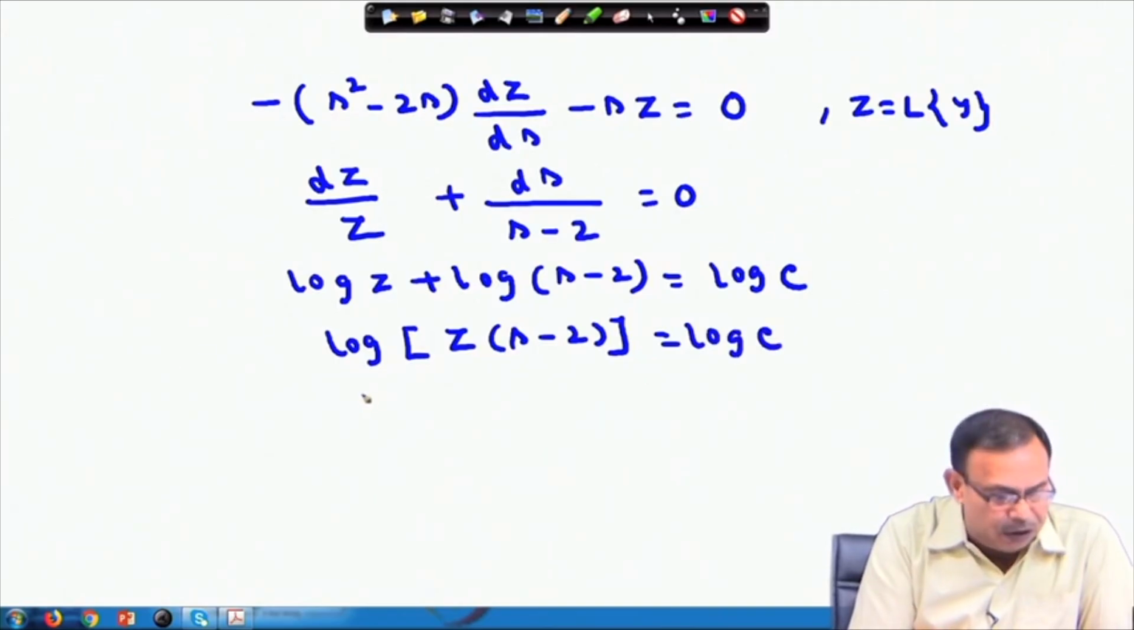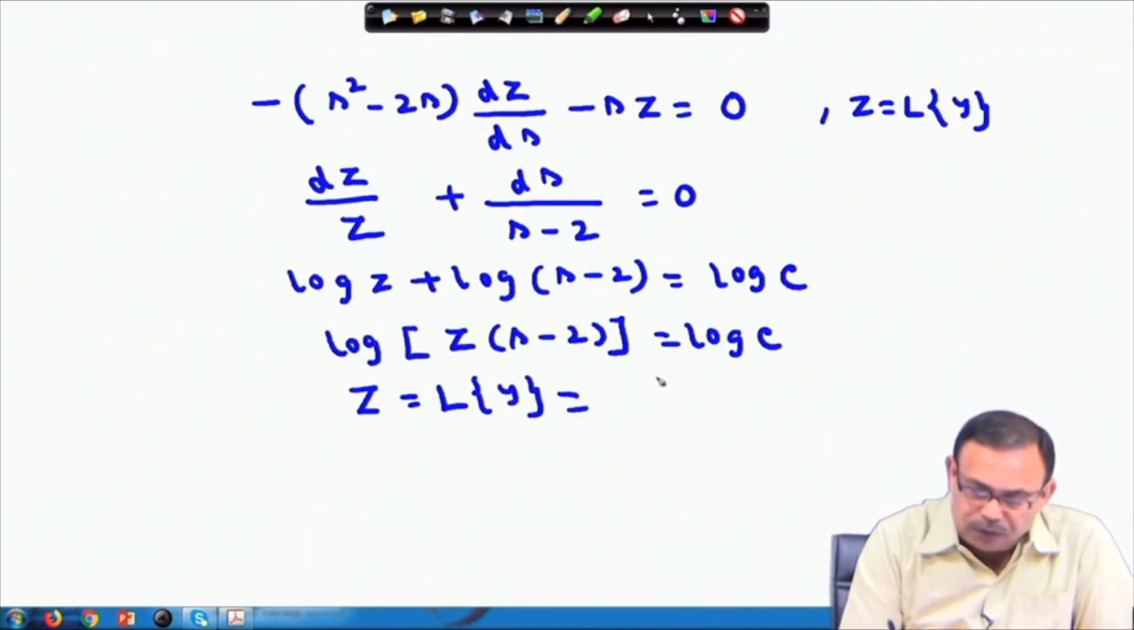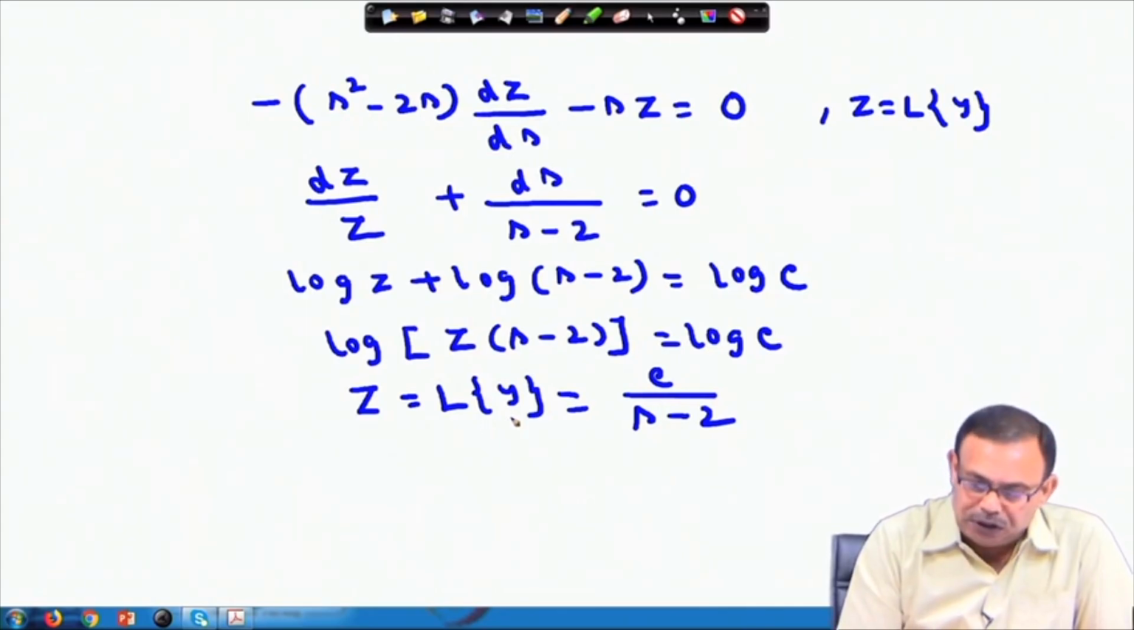And from here you can write down z equals nothing but the Laplace transform of y. So, z equals Laplace transform of y equals simply c by s minus 2. So, you have obtained z equals Laplace transform of y equals c by s minus 2. So, from here you can write down y equals Laplace inverse of c by s minus 2 directly.